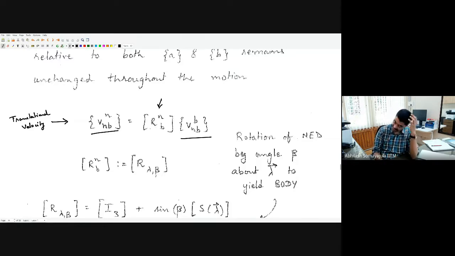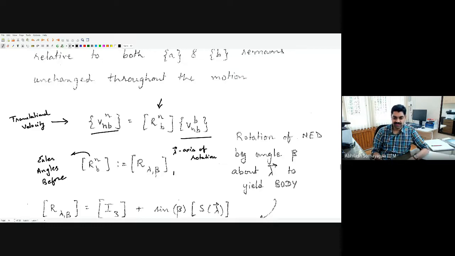Now, since we are defining things with respect to the simple rotation, it makes sense to define this rotation matrix, which was purely using Euler angles before. We now want to characterize it in terms of this simple rotation that we introduced. So we want to characterize it in terms of two things. One is lambda and one is beta, where lambda is the axis of rotation and beta is the angle by which we rotate.